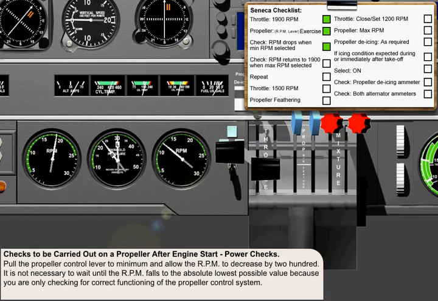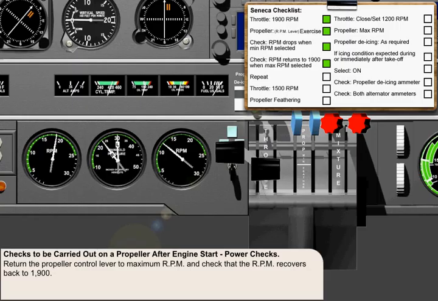Check RPM drops when min RPM selected. Pull the propeller control lever to minimum and allow the RPM to decrease by 200. At this point, it's not necessary to wait until the RPM falls to the absolute lowest possible value. You're only checking for the correct functioning of the propeller control system.